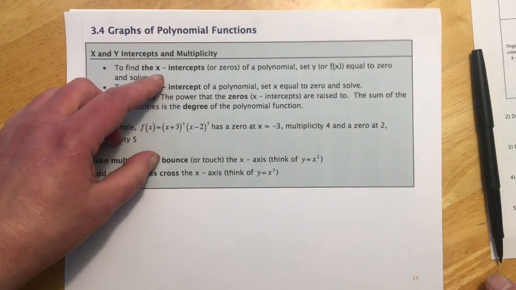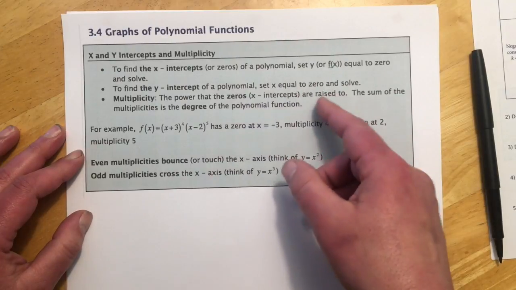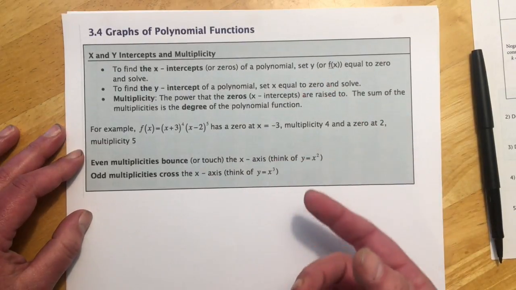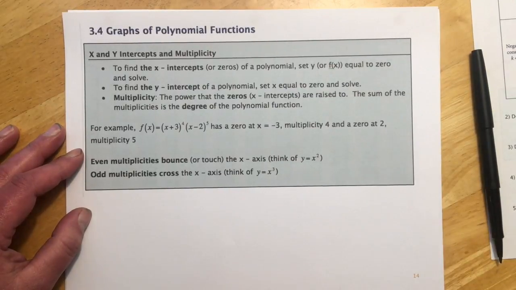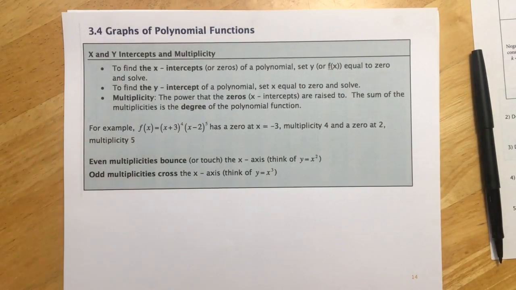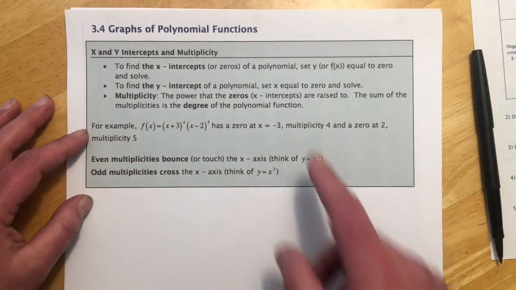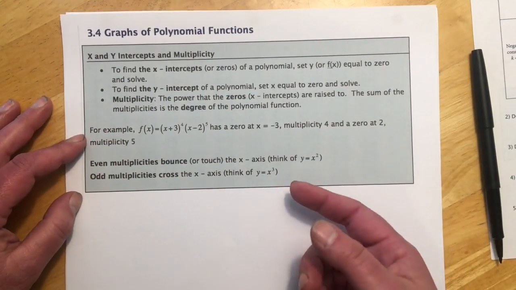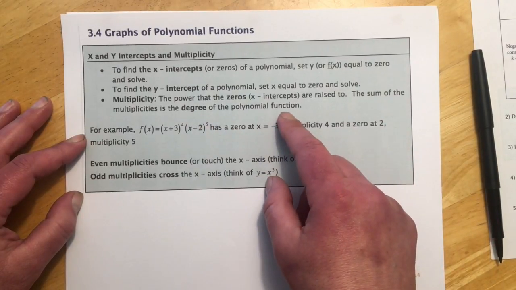Remember to find an x-intercept, or you'll probably hear me refer to it as the zeros of the polynomial, we'll set y to 0 and then solve for x. To find the y-intercept, we'll let x equal 0 and then solve for y. Multiplicity is a new term we haven't seen yet. So the power that the zeros or the x-intercepts are raised to, that's the multiplicity. The sum of the multiplicities is the degree of the polynomial function.